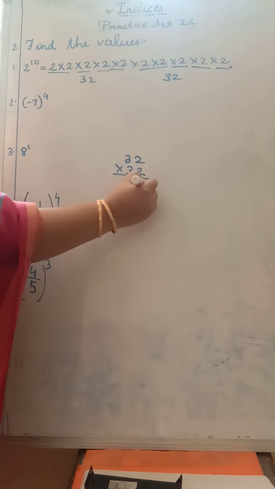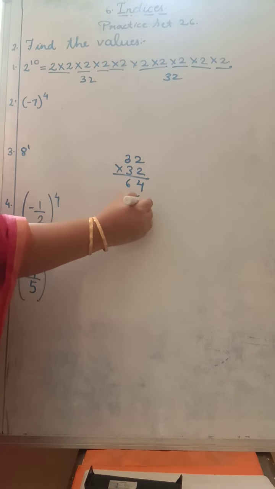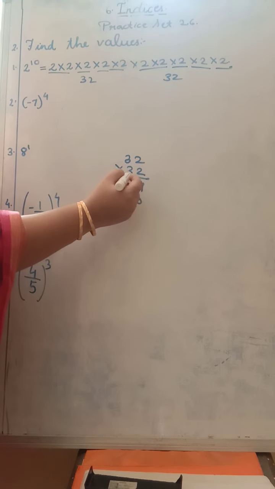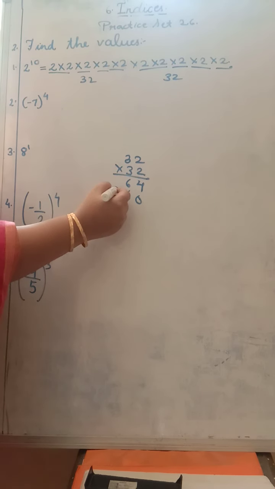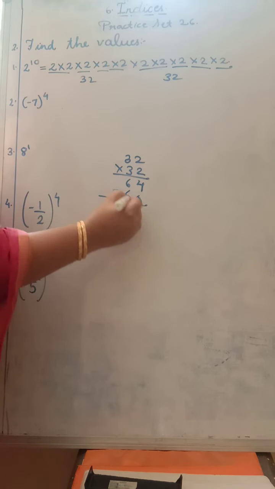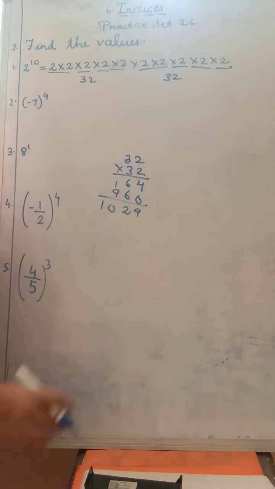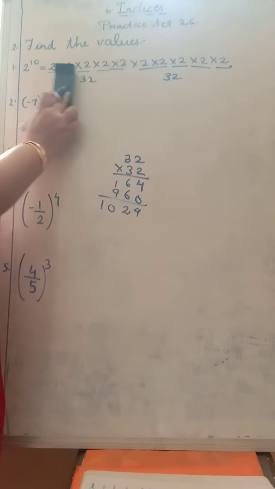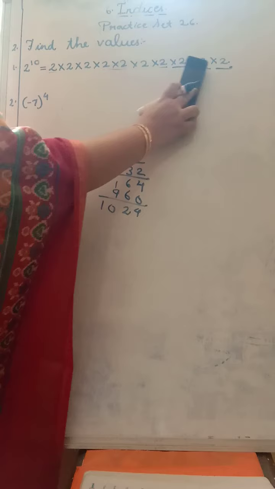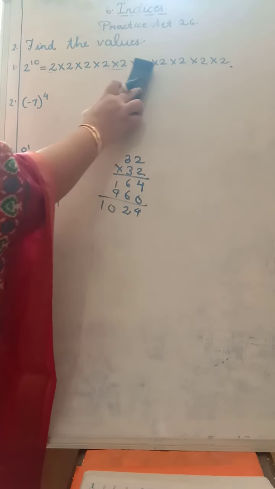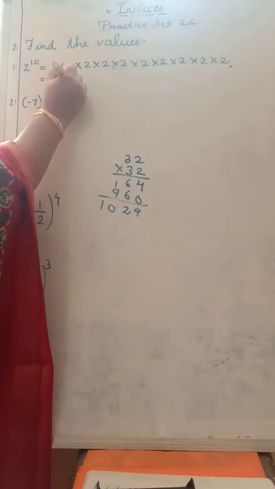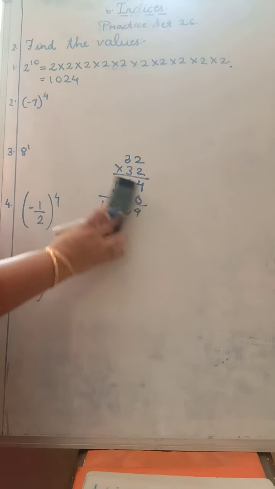Okay, now in rough work, we'll multiply 32 into 32. 2 2s are 4, 2 3s are 6, add 0, 3 2s are 6, 3 3s are 9. So 4, 6 plus 6 is 12. So the answer is how much? The value of 2 raised to 10, or 10th power of 2, is how much? 1024. Did you understand here?